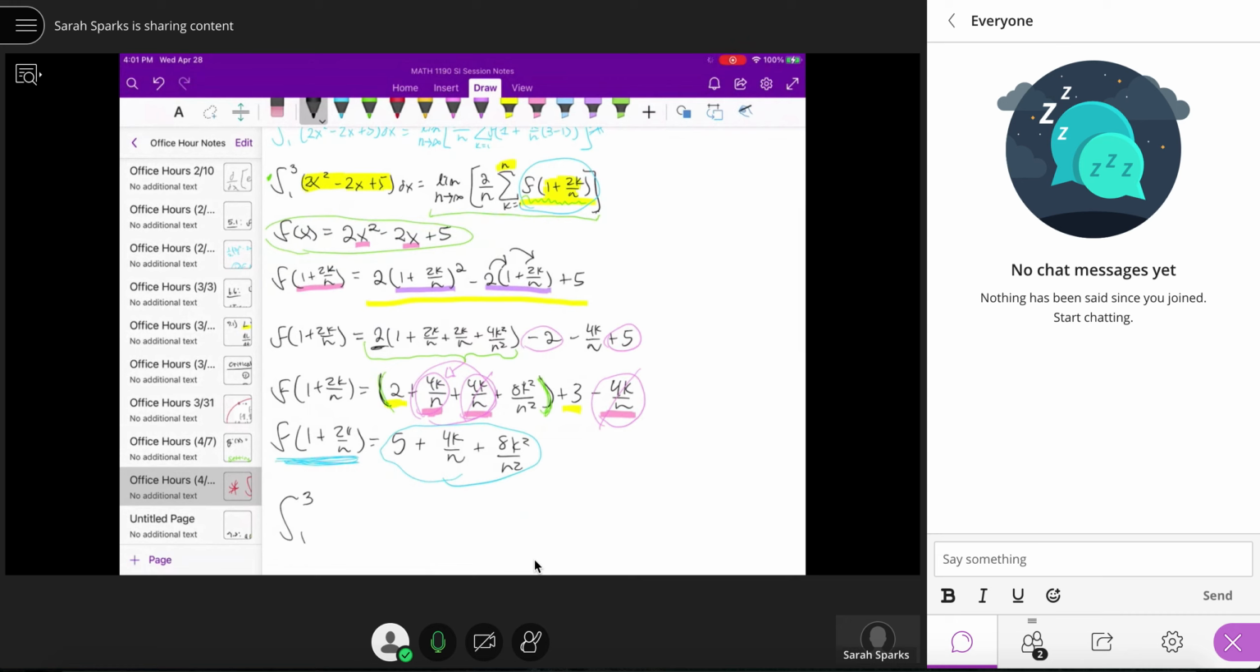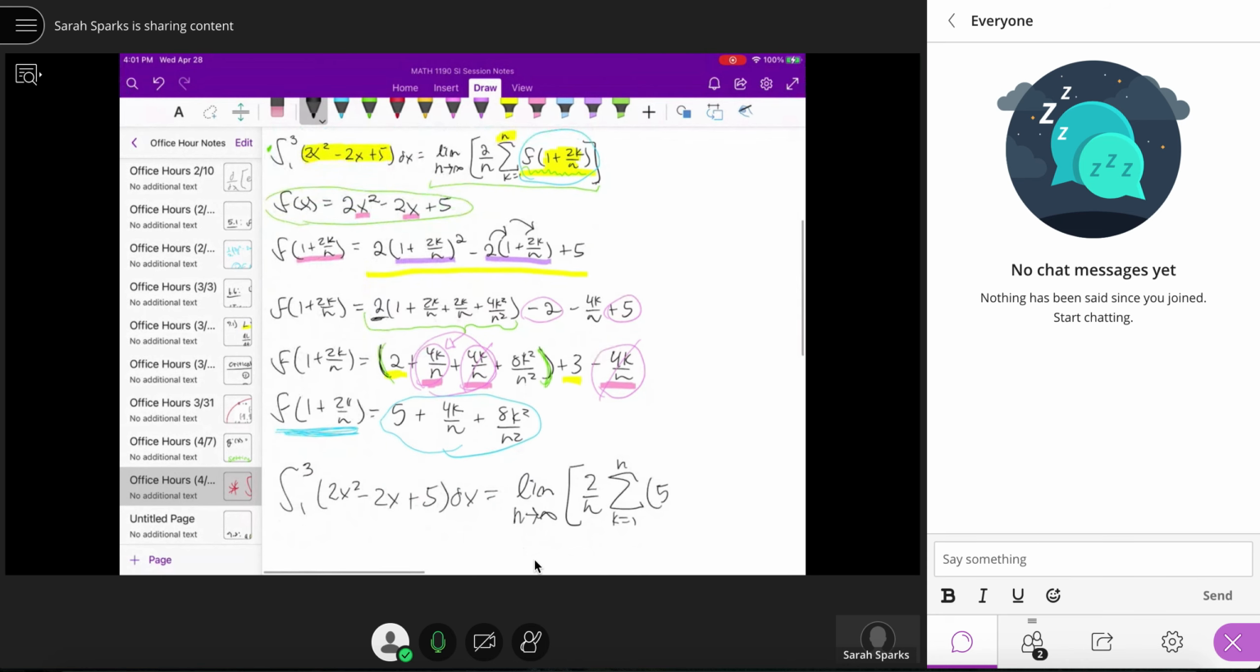So plugging that back in, 1 to 3, 2x squared minus 2x plus 5. You're going to have the limit as n goes to infinity of 2 divided by n, and the summation k equals 1 to n, and then we're substituting that 5 plus 4k divided by n plus 8k squared divided by n squared.